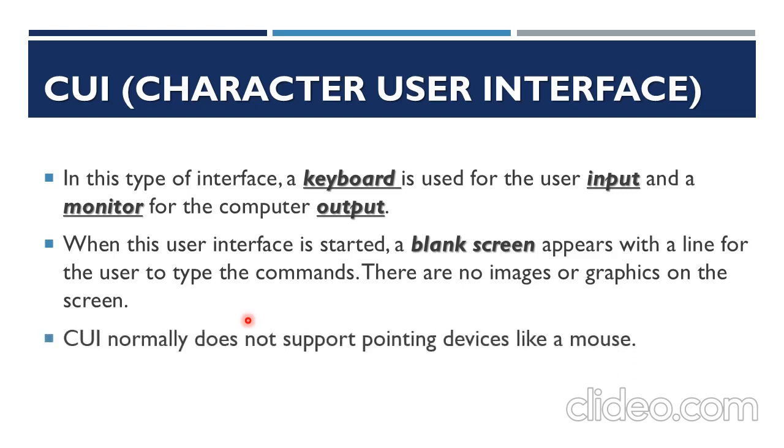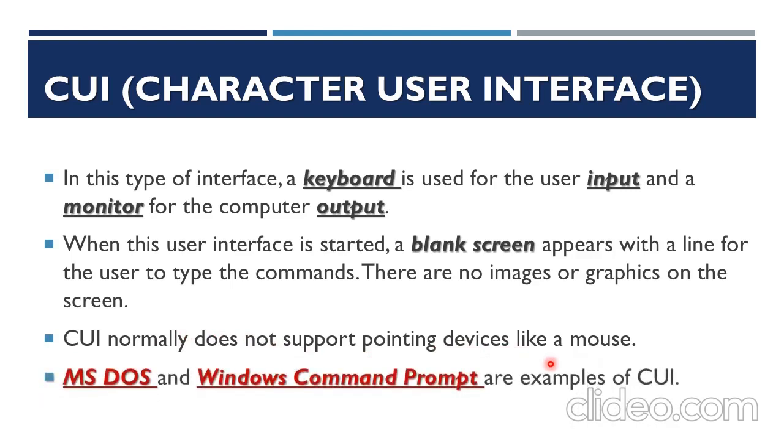CUI, or character user interface, normally does not support pointing devices like the mouse. So you cannot use pointing devices like the mouse in a character user interface. MS-DOS and Windows command prompt are examples of character user interface. So MS-DOS and command prompt are the examples that use character user interface. Okay.